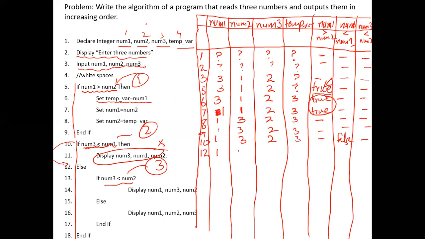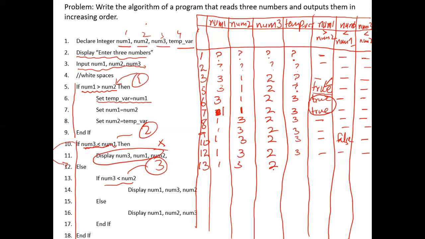So again, there will be no change here because this is just the else block starting. So we're going to just leave it like that. And now we'll move to line number 13. In statement number 13, we have another condition where we are trying to evaluate if num3 is less than num2. So it is exactly the case.